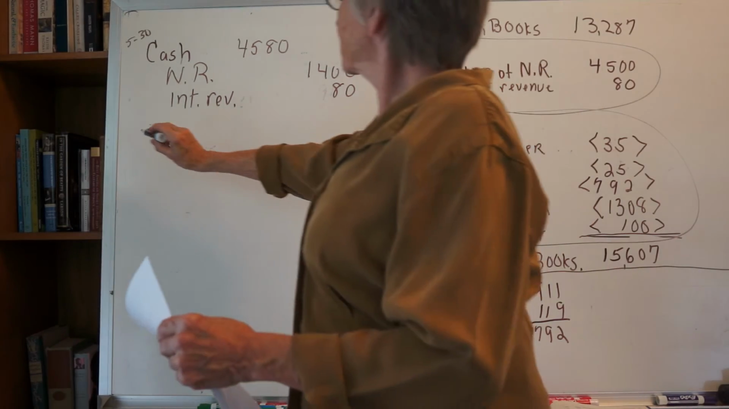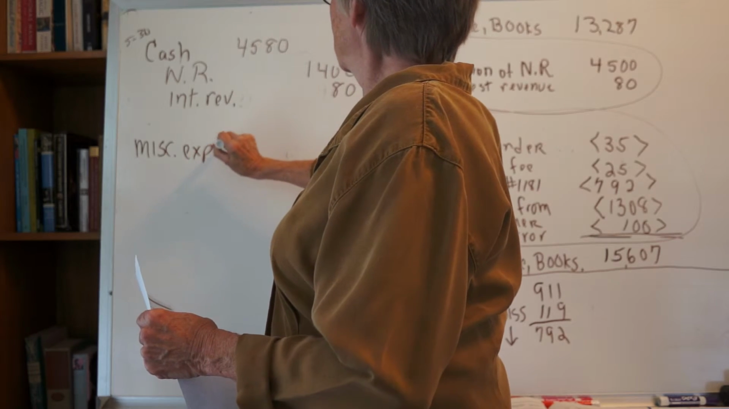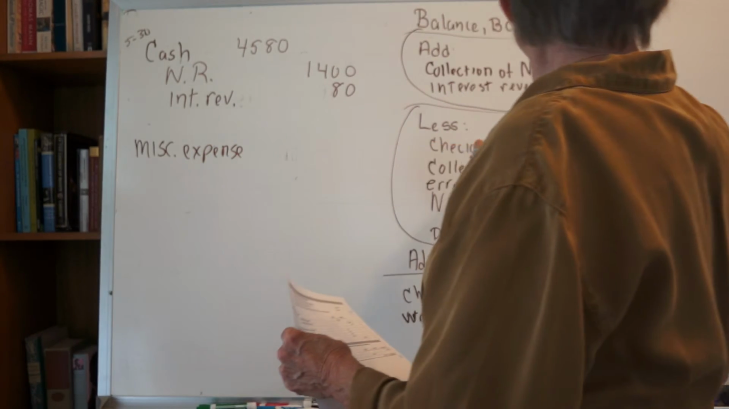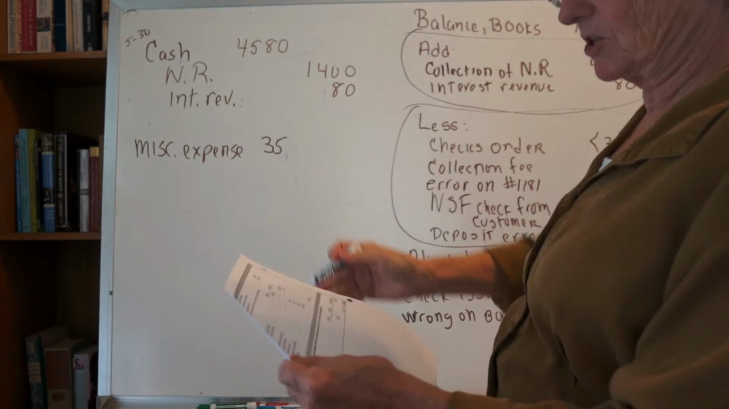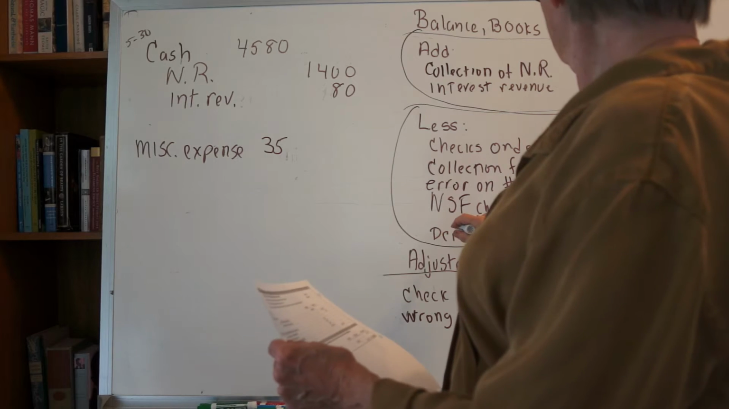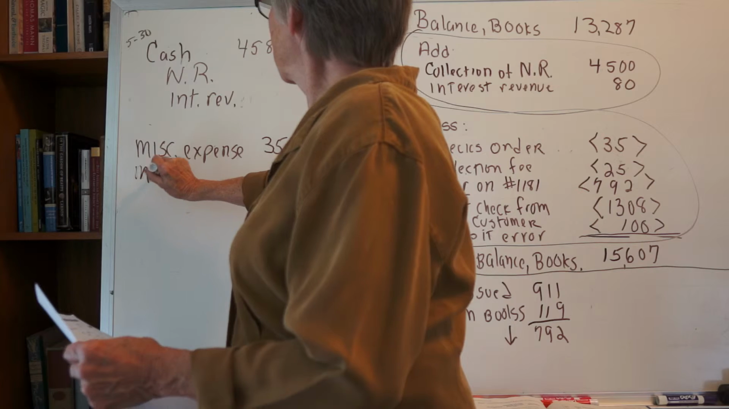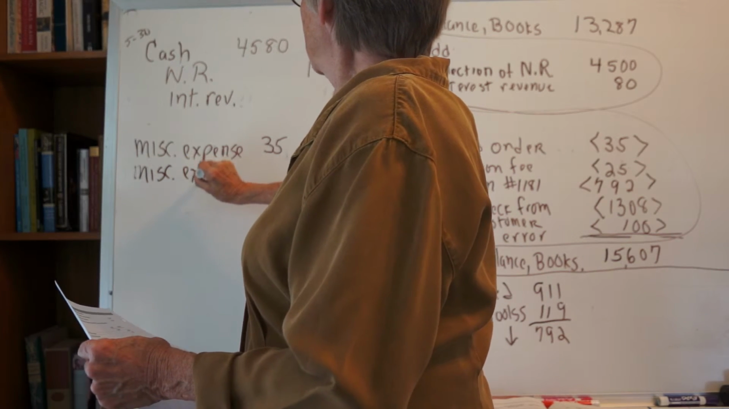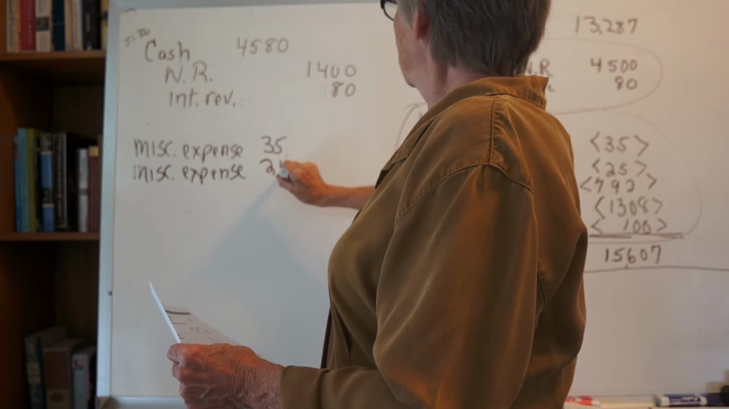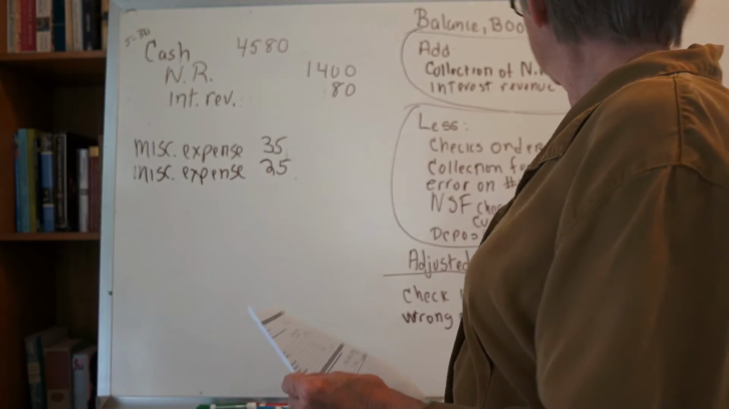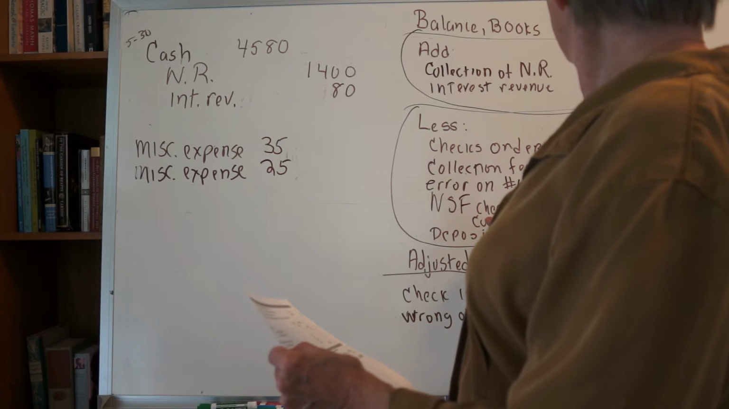Then there would be the deductions to cash. The miscellaneous expense, we could put the check order under that. Some companies might use, I don't know, supplies, but we're going to call it miscellaneous expense. The collection fee is also probably going to be miscellaneous expense. You could combine those if you'd like to, but just for clarity, I'll keep them separate here. So one's the collection fee, one's the check order.